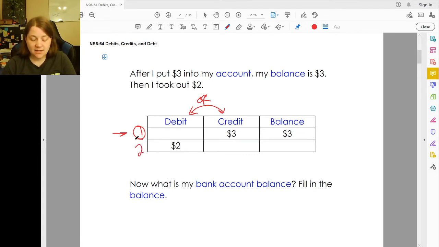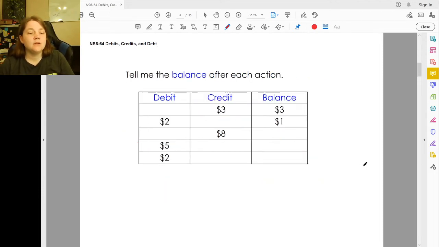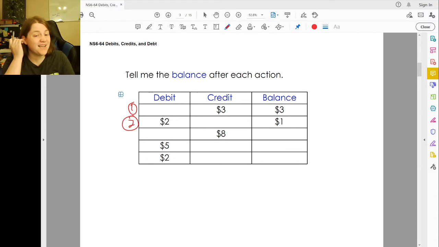The second thing that we did with our bank account is we took $2 out, which means I'm taking $2 away from the $3 that I had. Now I only have $1 in my bank account. So let's look at the balances as we go. The first thing I did was I put $3 in. Then the second thing I did was I took $2 out of my account. Now I only have $1. I said, oh no, that's not a lot of money.